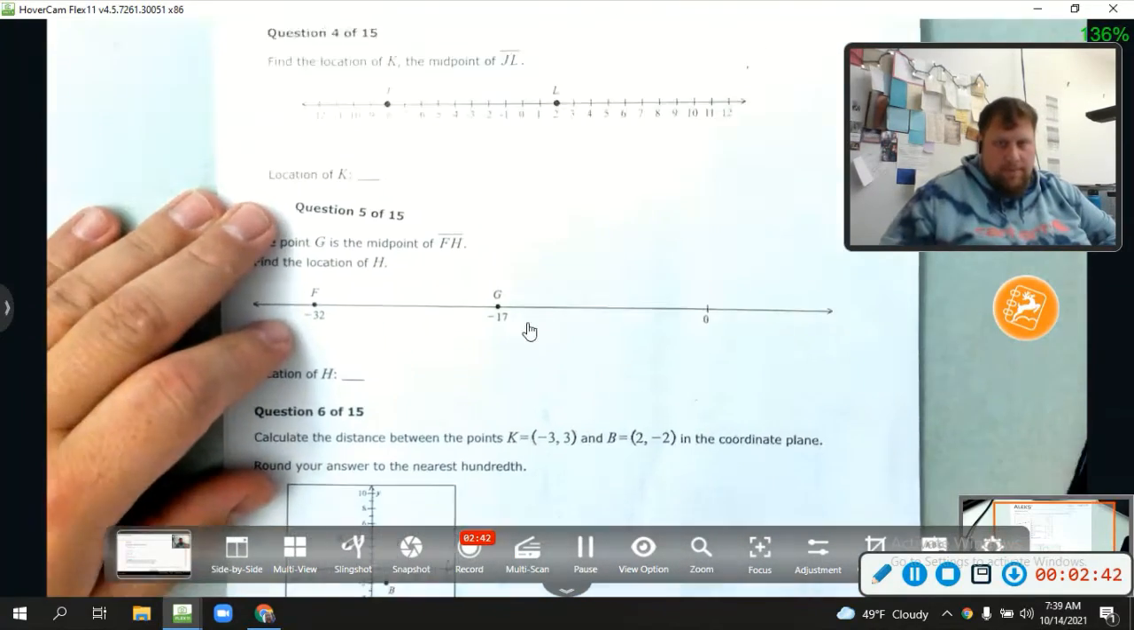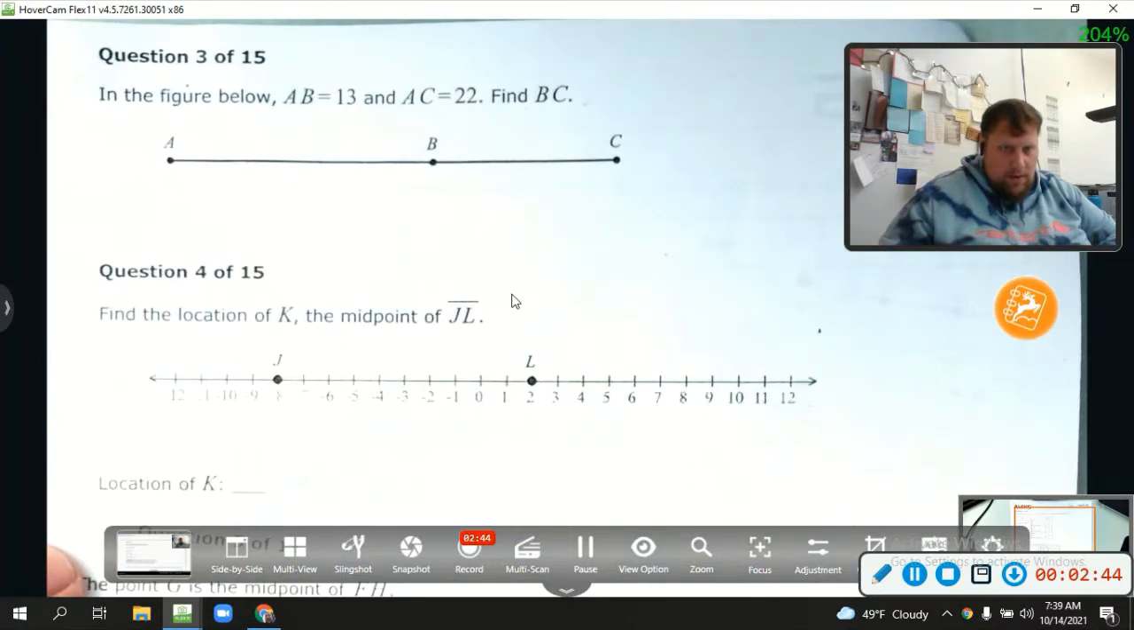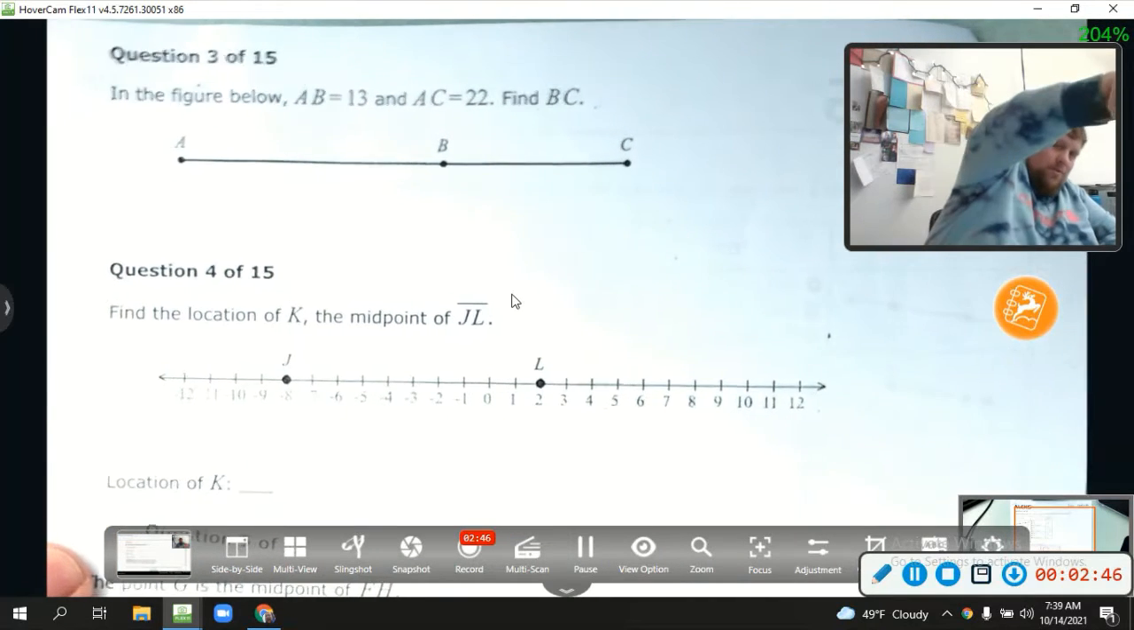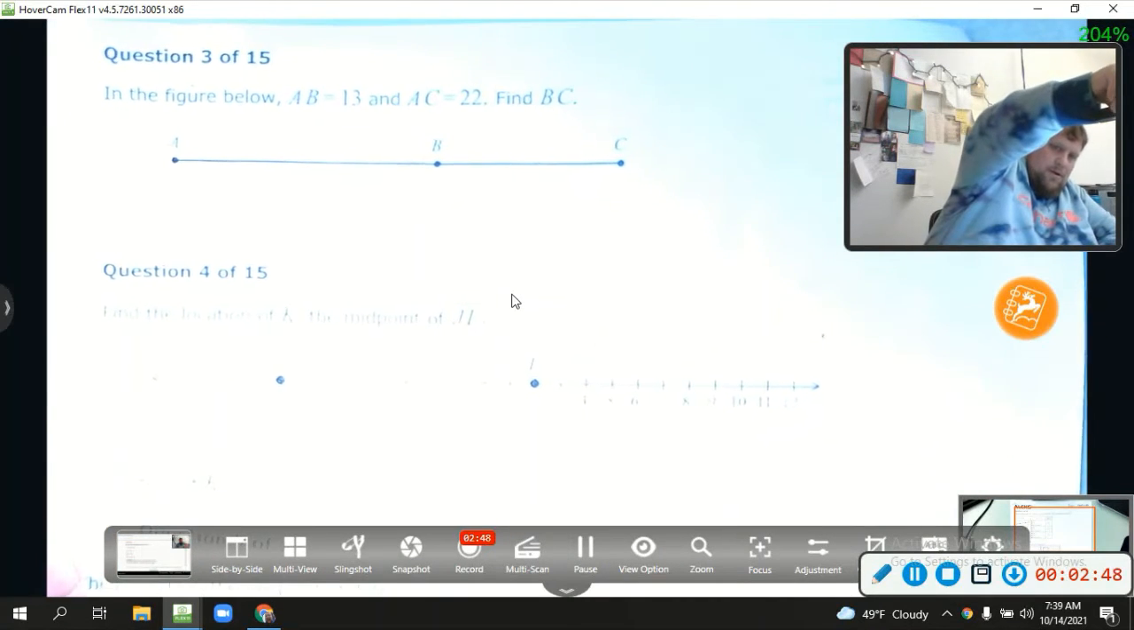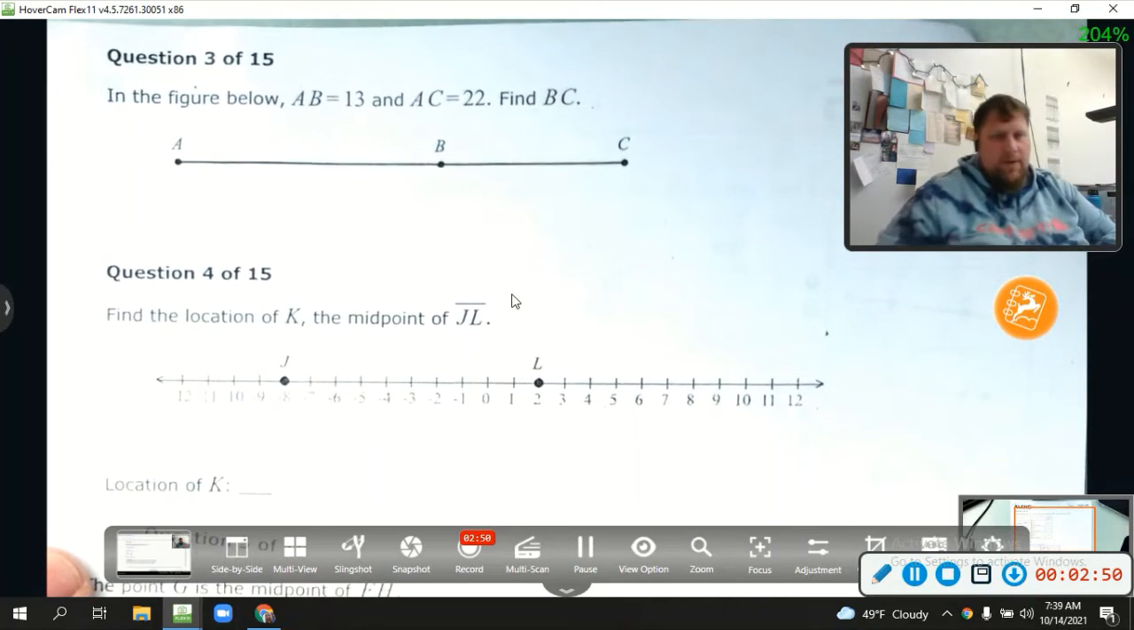All right. Help if I turn this on? Nope, that will not help at all.